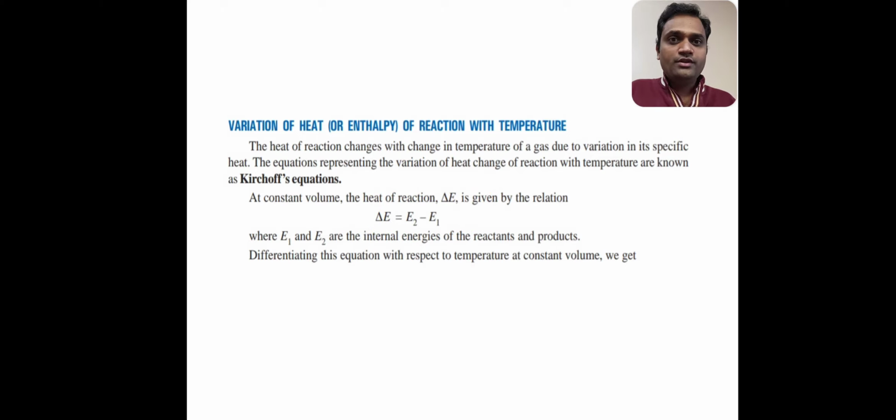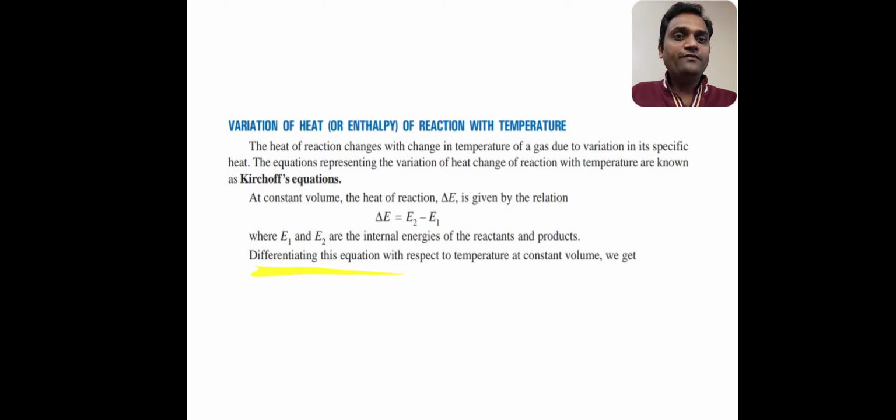Now, there would be a question in your mind: what is E here? So, E1 and E2 are the internal energies of the reactants and products. E2 is the internal energy of product while E1 is the internal energy of reactant, and delta E is the difference between them. So this is our equation.